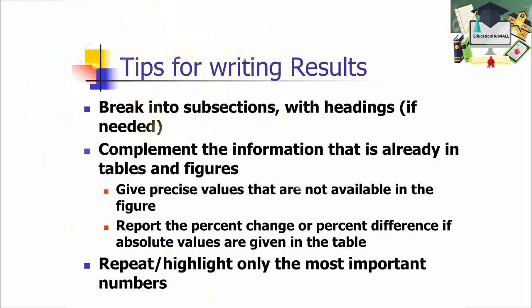For example, rather than repeating that good witches exercise 60 minutes a day and bad witches 30 minutes a day, you could say that good witches exercise twice as long as bad witches. That would complement the information in the table. You can repeat or highlight the most important numbers from the table.